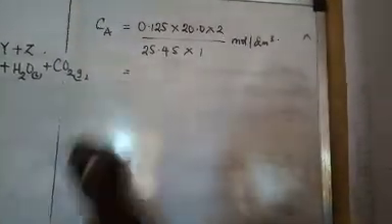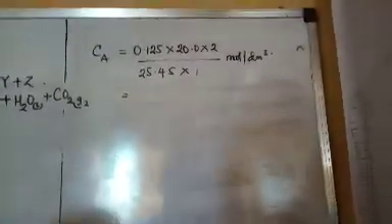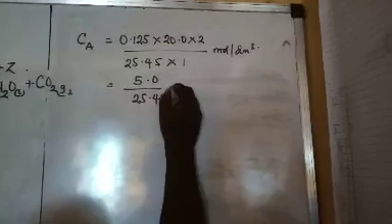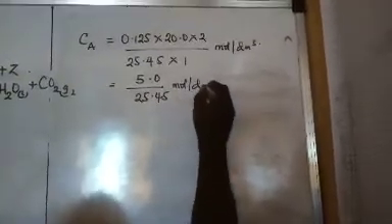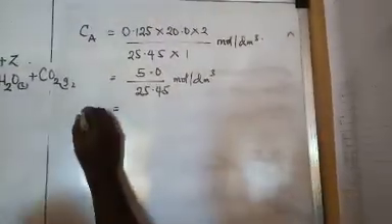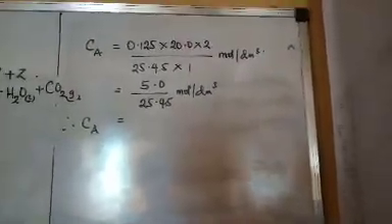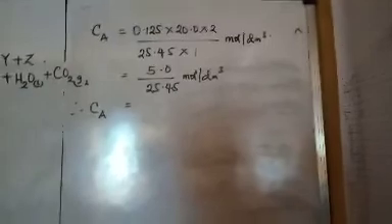Alright, we multiply that out. What do we have? 0.125 times 40.5 divided by 25.45 mole per dm cube. What will this give us in 3 decimal places? The concentration of acid: 5 divided by 25.45. That should be around 0.